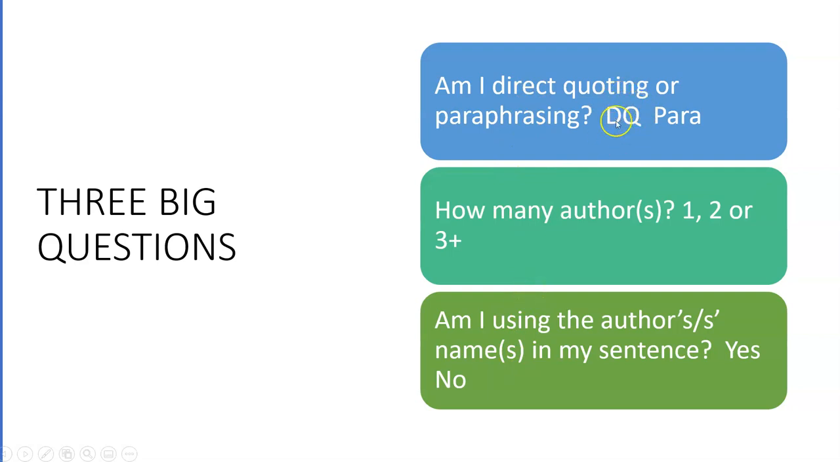For example, if I'm direct quoting and I have 2 authors and I'm using their names in the sentence, I'm going to do one thing. But if I'm paraphrasing and I have 3 or more and I'm not using their names in the sentence, I'm going to do something else. So initially, when you're first starting with APA, you need to go a little slowly and ask yourself these questions for each sentence you're working on. That will help you identify the pattern that you're going to follow for the information you put in the in-text citations.